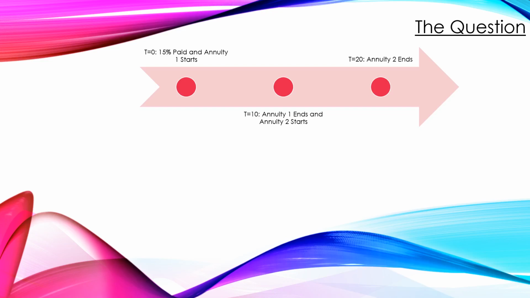Now here's our timeline, and this is the important part that you guys seem to forget, and I would suggest that you always draw a timeline of whatever question you are doing. So we have that at time 0 we paid 15% and annuity 1 starts, right? At time 10 is when the finance options change. So now we stop paying annuity 1 and we start paying annuity 2. And at time 20, annuity 2 ends, right?